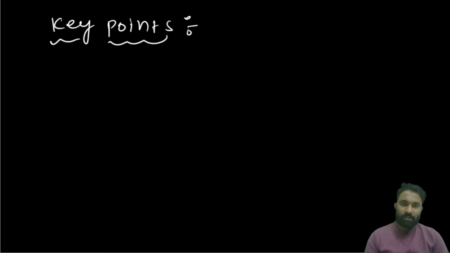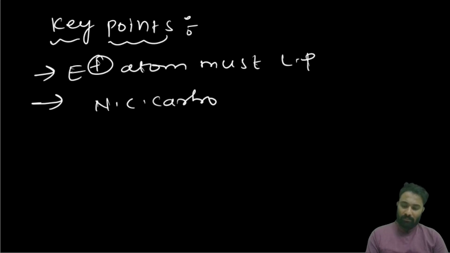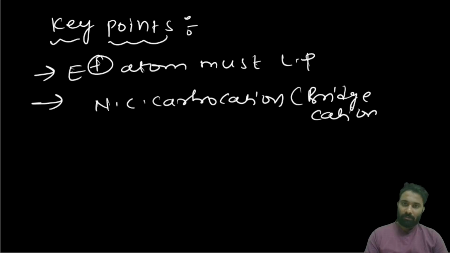Now the key points for this one. First, electrophilic atom must have lone pair. Clear? Non-classical carbocation, or bridged cation, is intermediate. Already we have seen how the bridged intermediate will form.